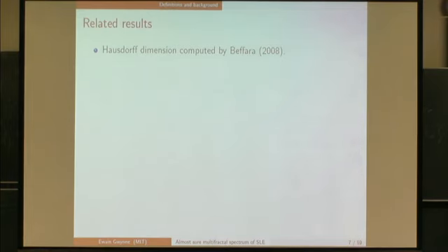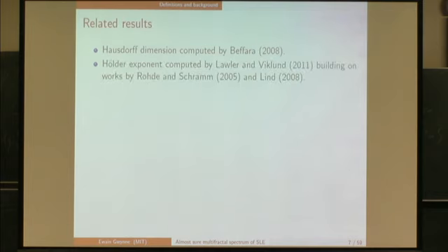So over the past 15 years or so, there have been several results which are related to the multifractal spectrum of complementary components of an SLE curve. So kind of the most basic result of this nature is the computation of the Hausdorff dimension of SLE by Beffara in 2008. Additionally, there's been a calculation of the optimal Holder exponent for a conformal map into a complementary component of an SLE curve, and for the SLE curve itself by Lawler and Viklund, which built on works by Rohde and Schramm and by Lind.